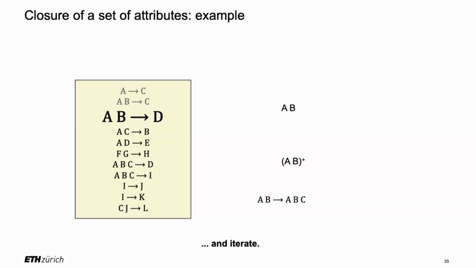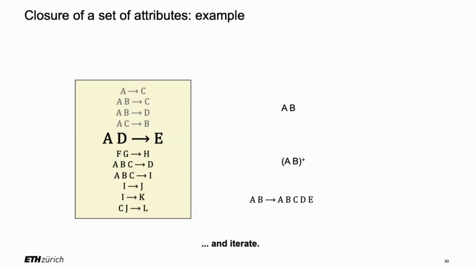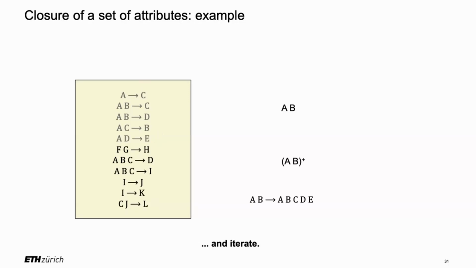Is this one useful? Yes, it is, because A and B already are in my set, and D is not yet. So now I can add D to the set, right? Is this one useful? AC gives me B? It's not useful, right? B is already in there, so I can just gray it out. AD gives me E, is it useful? Yes, so I can just add E here, done. FG gives me H. It's not that it's useless, it's just that I cannot apply it, right? Because I would need F and G, but there is no F and G in my set. So I need to leave it aside for a moment. I just leave it there and don't touch it.